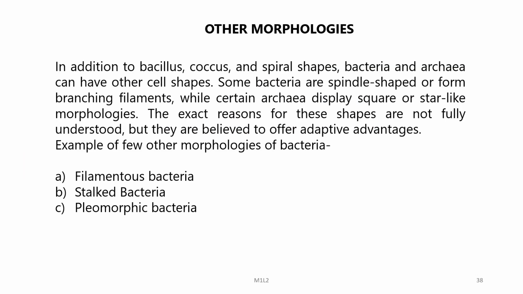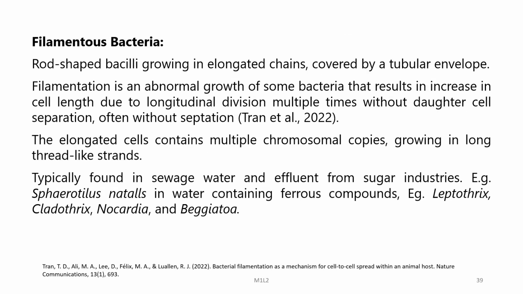Then there are other morphologies in addition to all those that we have discussed. Some bacteria are spindle-shaped or form branching filaments, while certain archaea display square or star-like morphologies. The exact reasons for these shapes are not fully understood, but they are believed to offer adaptive advantages. Some examples of morphologies which do not fall into the earlier ones are filamentous bacteria, stalked bacteria, or pleomorphic bacteria. Filamentous bacteria are rod-shaped bacilli growing in elongated chains covered by a tubular envelope.